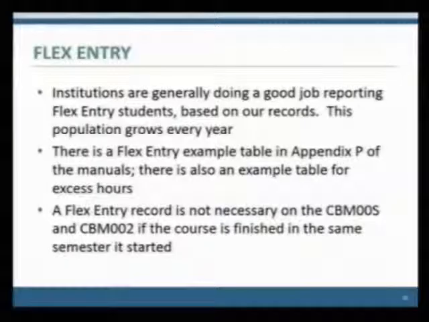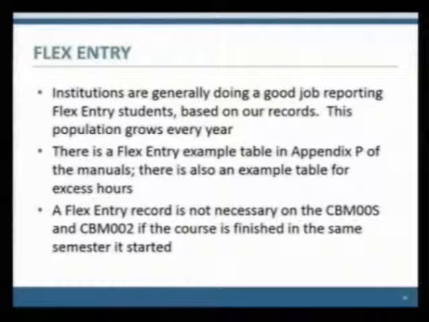Flex entry. All right. I did want to say I think people do pretty well with flex entry reporting. We've had to use it more and more as we've gotten all these non-traditional activities going on. We've got block scheduling, we've got compressed courses, we have so many different things going on, and thank you for your efforts to understand flex entry and to use it to report those students in courses that start after census dates or courses that span multiple semesters.